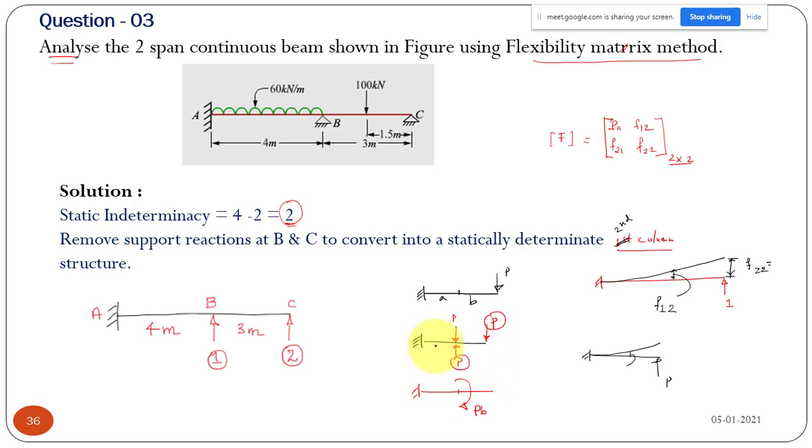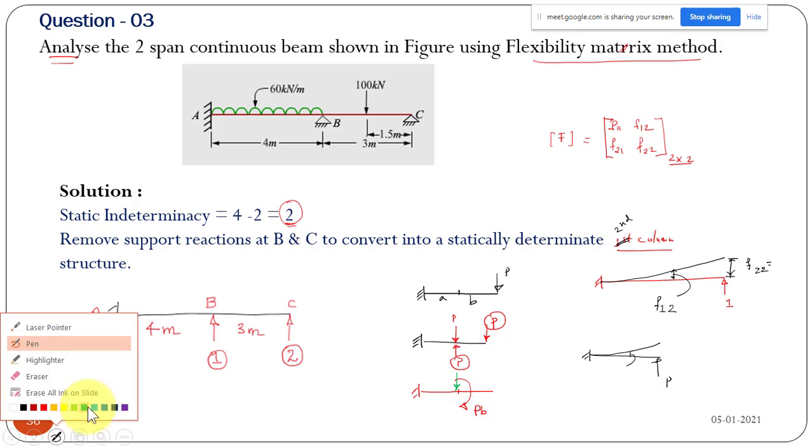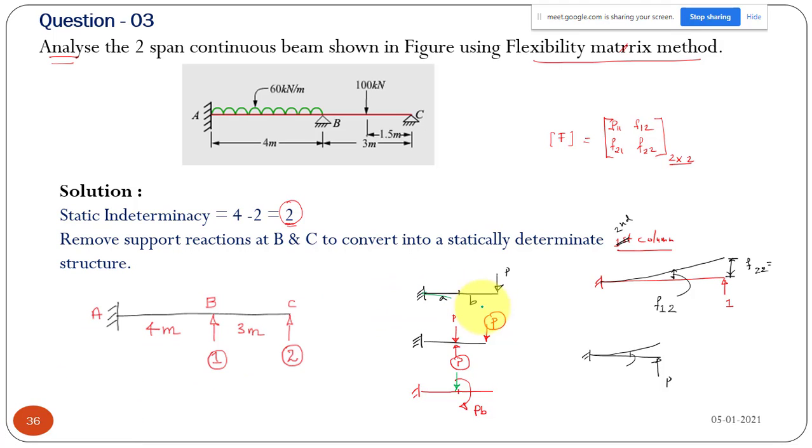And in addition to this couple, I have the downward force P here. Now what is our objective? We have to find the deflection at this point. This deflection is equal to delta 1 plus delta 2. Delta 1 is the deflection at this point due to this point load, and delta 2 is the deflection due to this moment PB. So we'll have two terms.